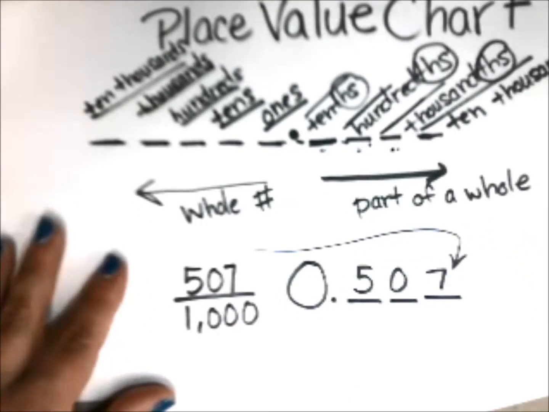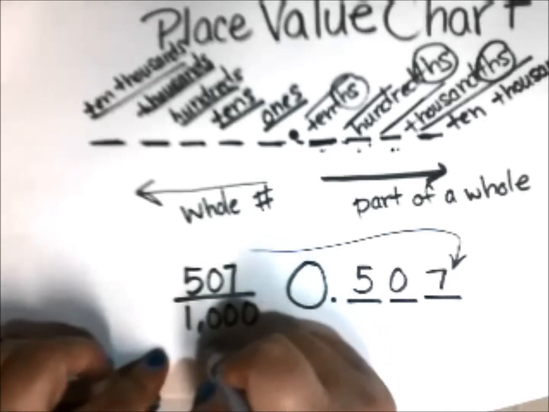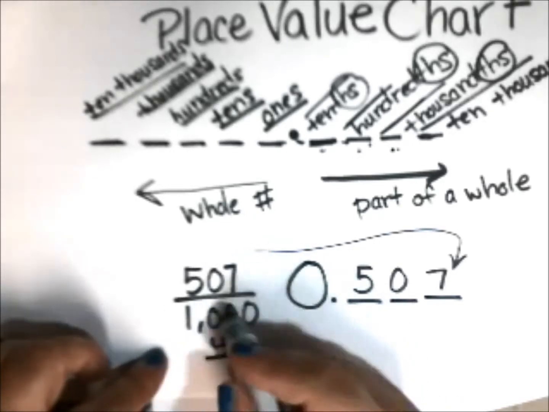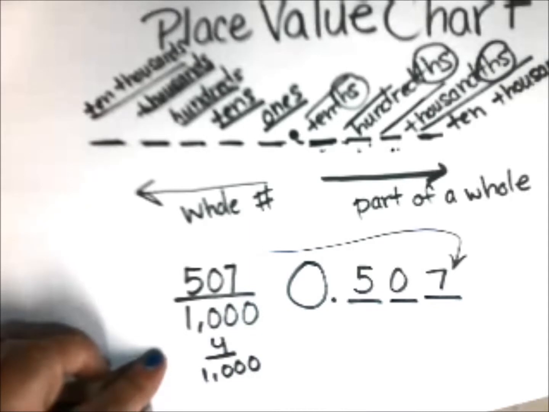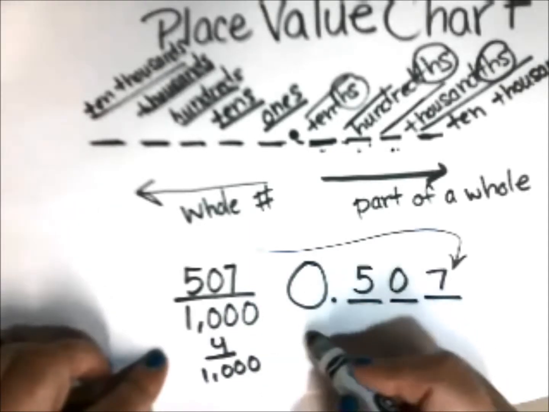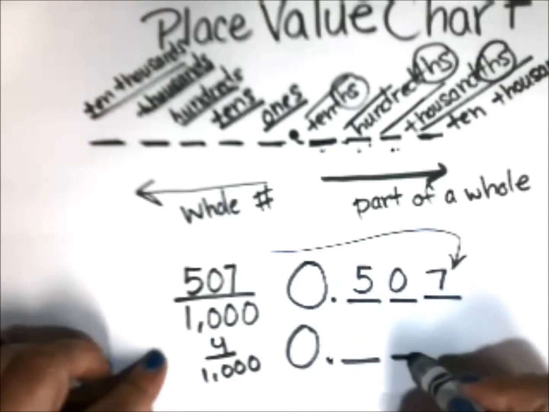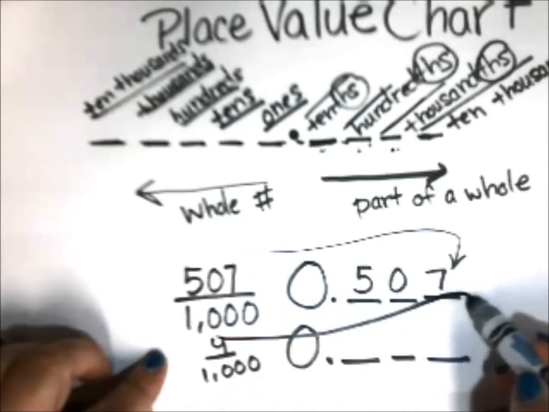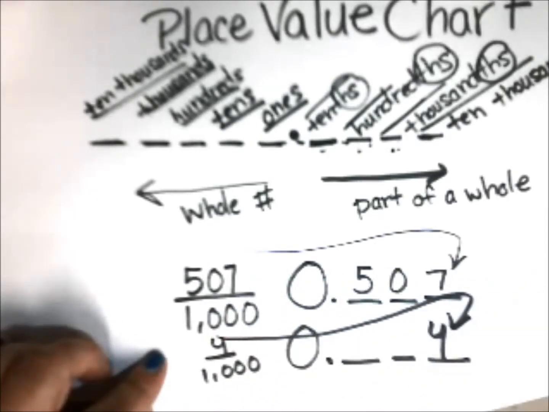If I have an even smaller number over 1,000, what if I have 4 thousandths? Same thing, no whole number, 3 places after the decimal point and backfill. This time, instead of adding 1 zero, I need to add 2.